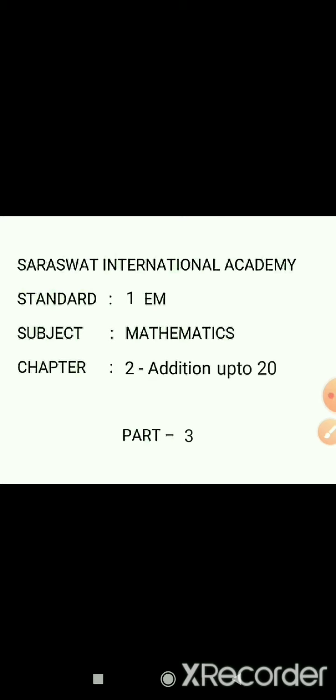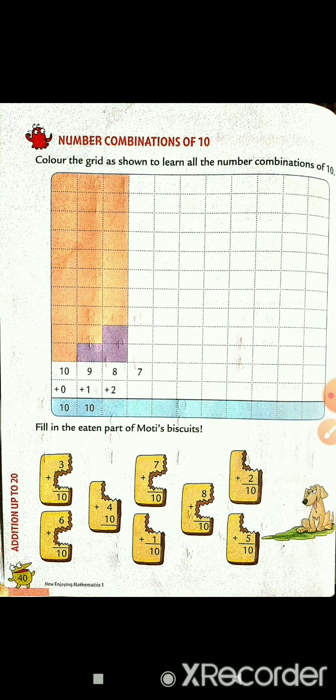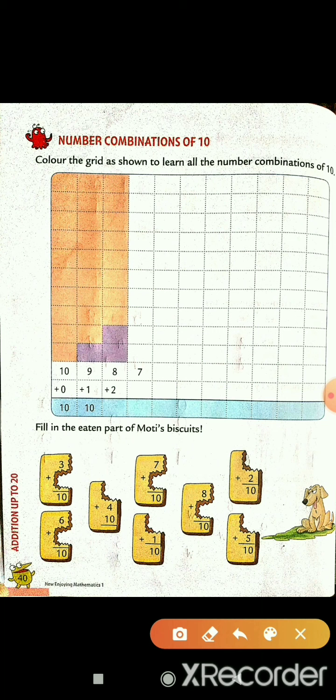I am teaching mathematics of standard 1st, chapter number 2, addition up to 20, part 3. So students, in the earlier part, we studied number combinations up to 9. Now, we will learn number combinations of 10. So let us begin. Color the grid as shown to learn all the number combinations of 10.